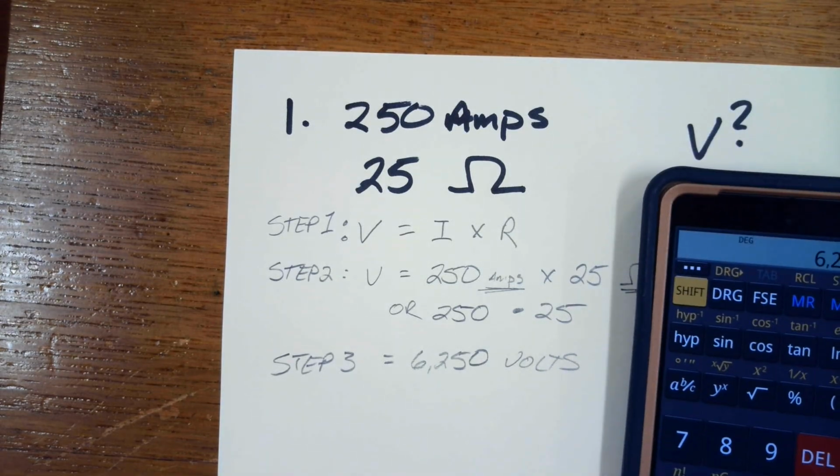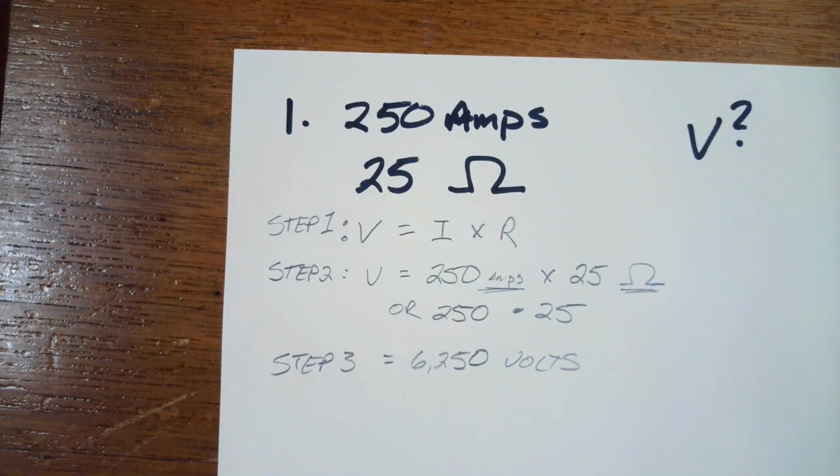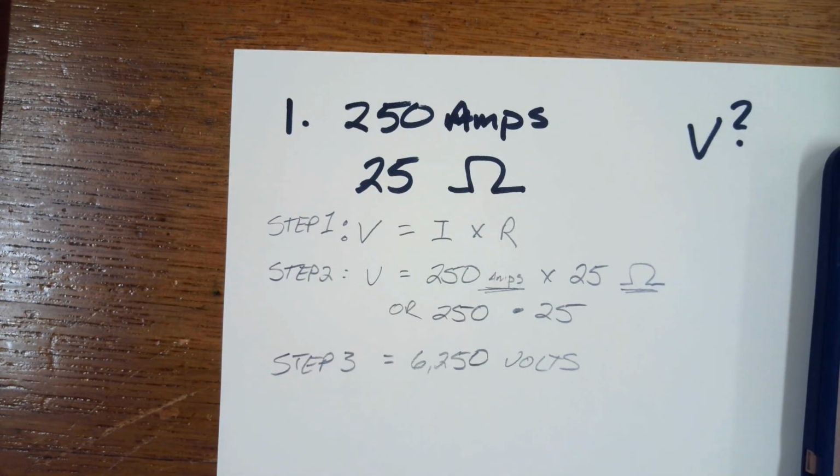Did I do it right? I have a really big tendency to do my math wrong when I'm in front of a group because I'm going too fast. Other people get the same number? Okay, so to run this circuit of 250 amps, which is a lot of amperage, at a very low resistance value, 25 ohms is not a lot, it's going to take 6,250 volts to make this thing happen. Wow. That's a lot. Now, can you do that?